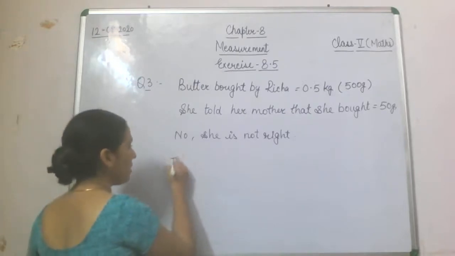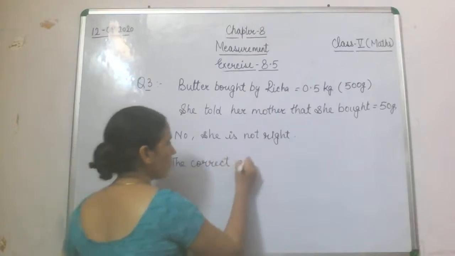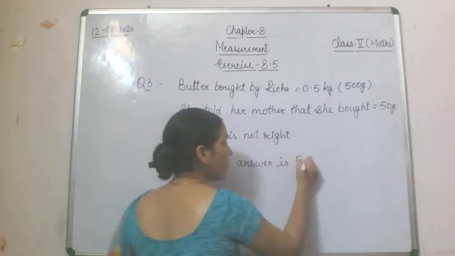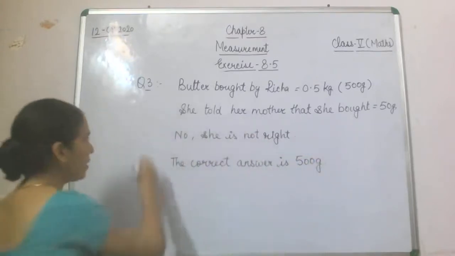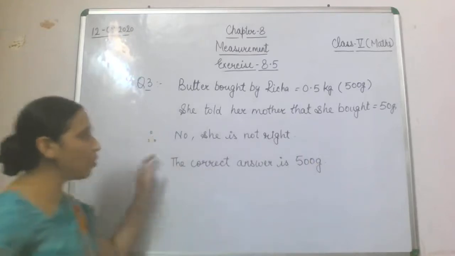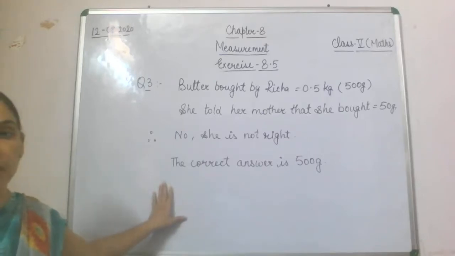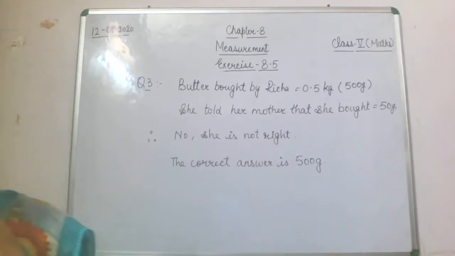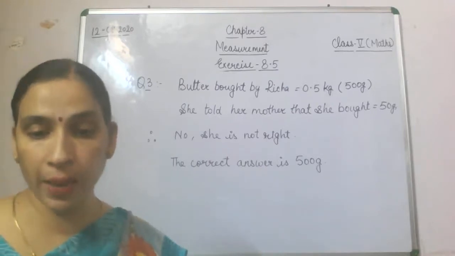Then you will write in the next line, the correct answer is 500 gram, that we have written there. So this we will write as therefore: no, she is not right. The correct answer is 500 gram. I'll read out the question once again. Richa bought 0.5 kg butter. She told her mother that she has bought 50 gram butter.